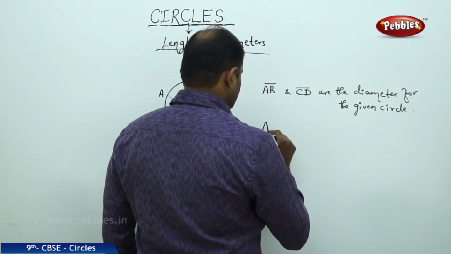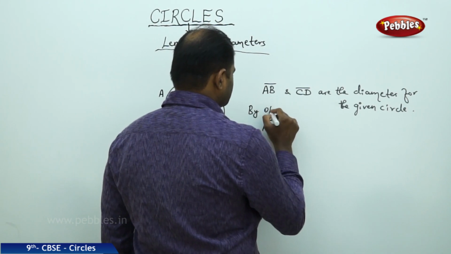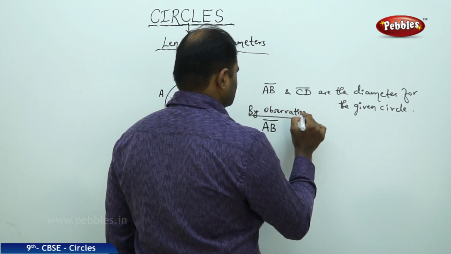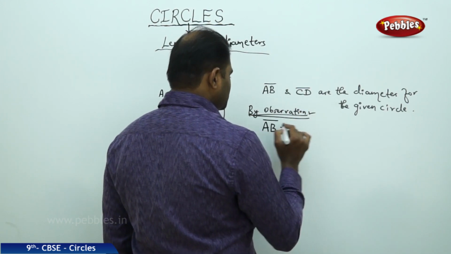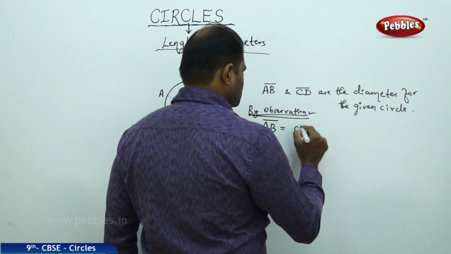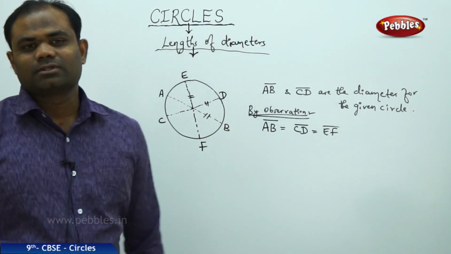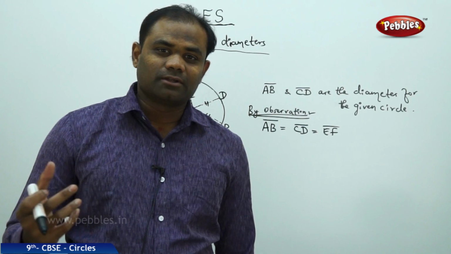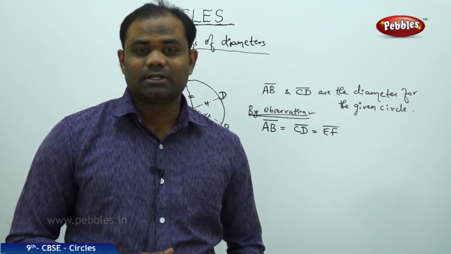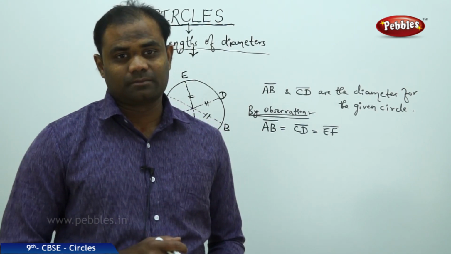So here I see by observation that my AB length is equal to my CD length, which is equal to EF length, which shows that any diameter taken within a circle will have the same length. Therefore, my learning outcome here is that all diameters for the given circle must be of equal length.